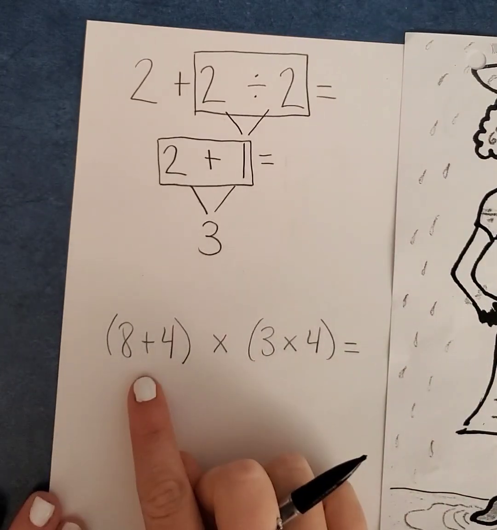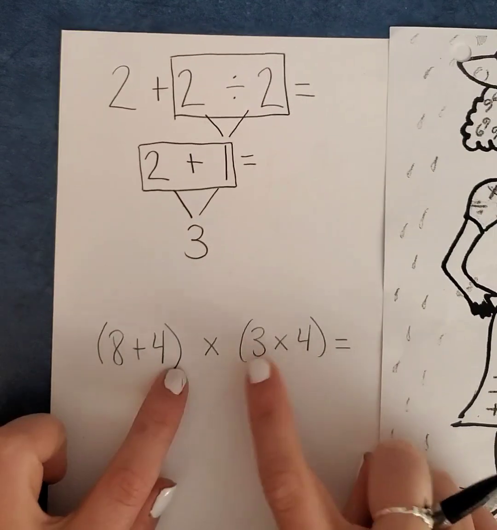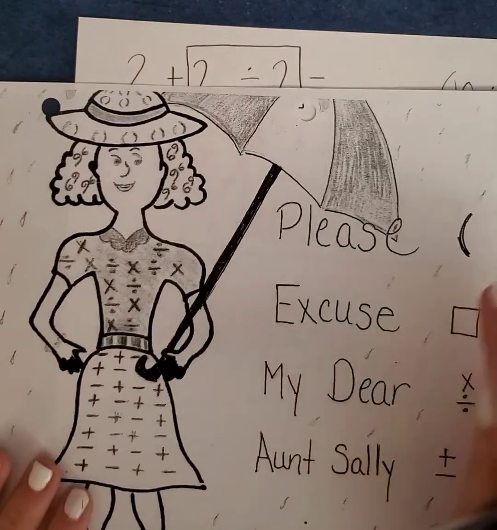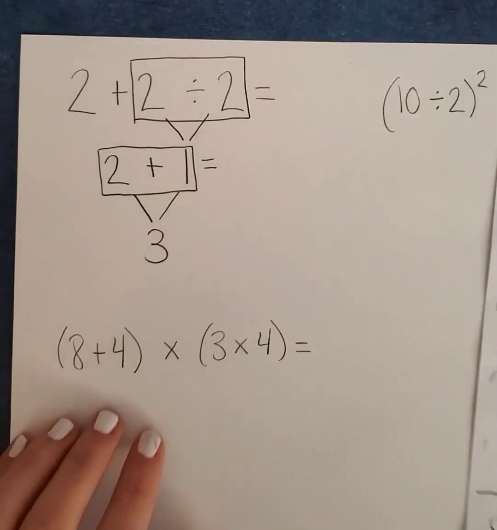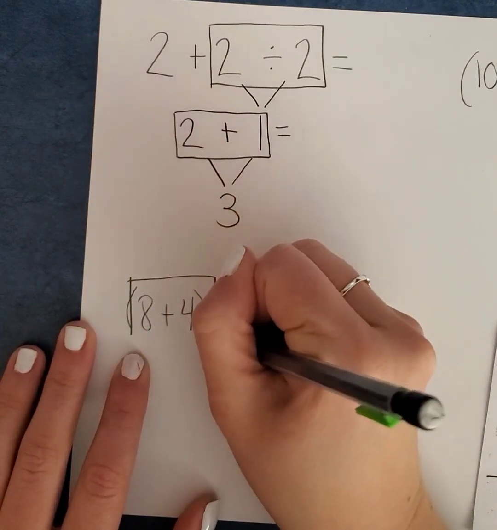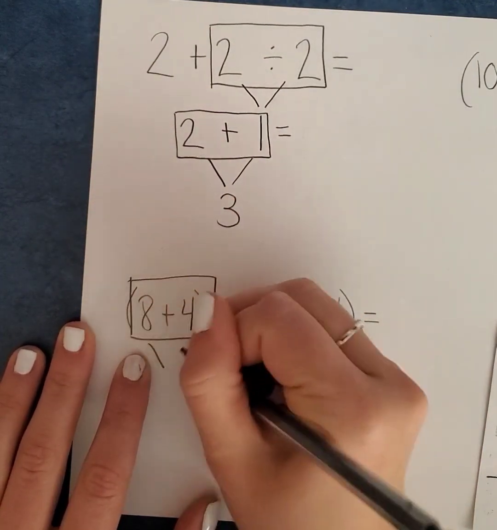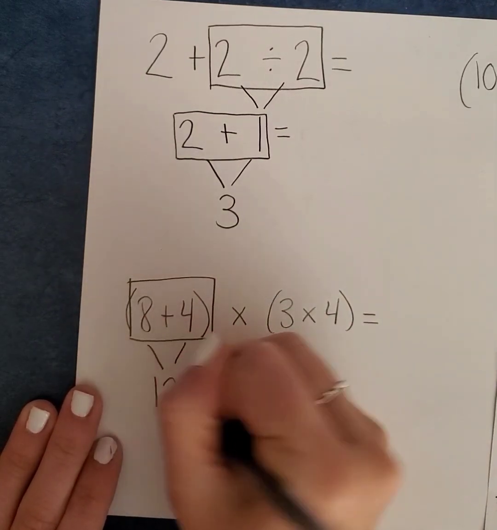Let's go here. This one has 2 sets of parentheses. So right away my eyeballs go to those parentheses, and I know I need to do those first. So we're going to do the parentheses first. We're going to just start with one of them. Let's solve what's in this parentheses. 8 plus 4. Well, I know that's 12.